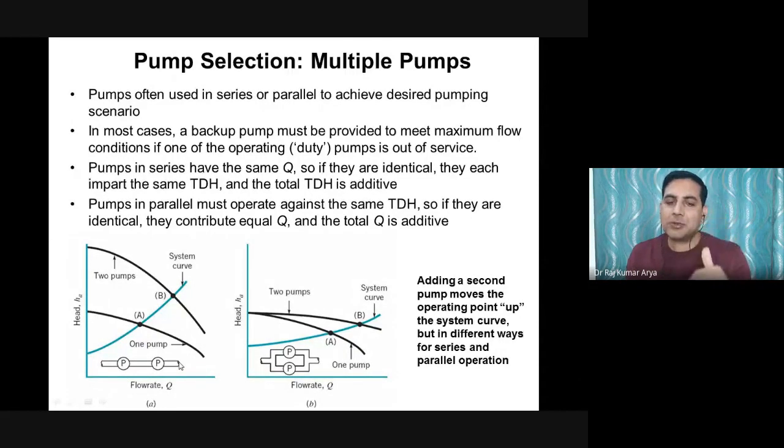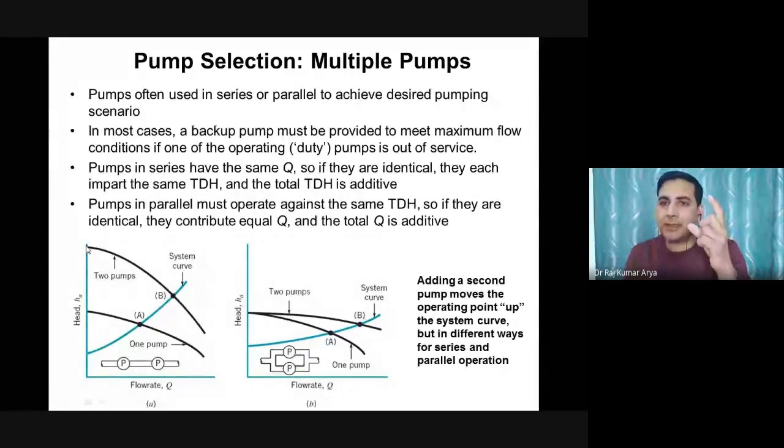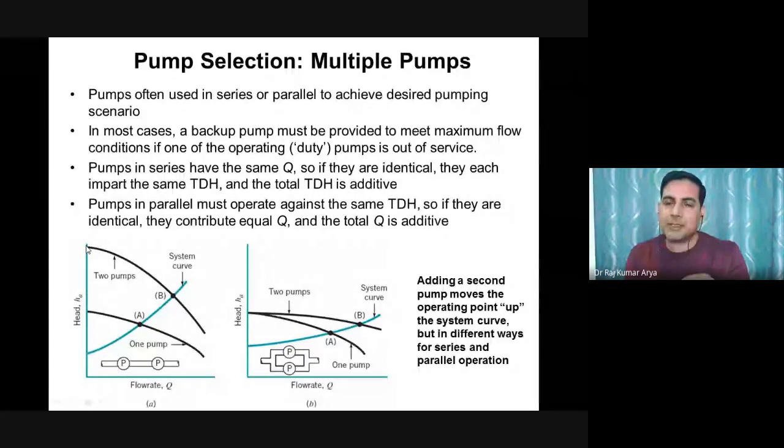So in the series combination, you are increasing the head delivered by the pump. The first pump can give the head up to this particular point. You have added one more after that. So this will double the head. Okay. So in the case of series combinations, the head delivered by the pumps would be added. You can keep on adding more and more.